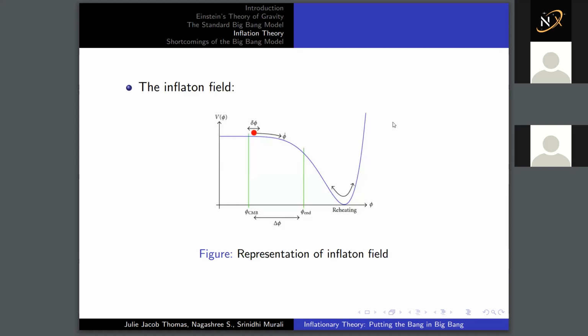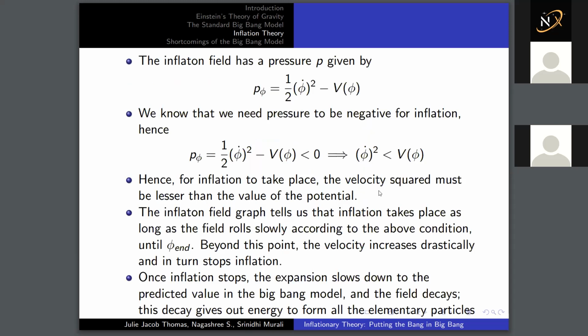Okay, so I'll just give a brief idea of how the inflation actually took place. We have the inflaton field here, and this is basically the potential representation. The inflaton field has a certain pressure, which is given by this equation. Half phi dot squared is your kinetic energy, and V of phi is the potential energy. Previously we saw that we need negative pressure for inflation, which means that this entity has to be negative, and transferring the V of phi to that side, we get velocity squared to be less than the potential. So this is the necessary condition for inflation to take place.